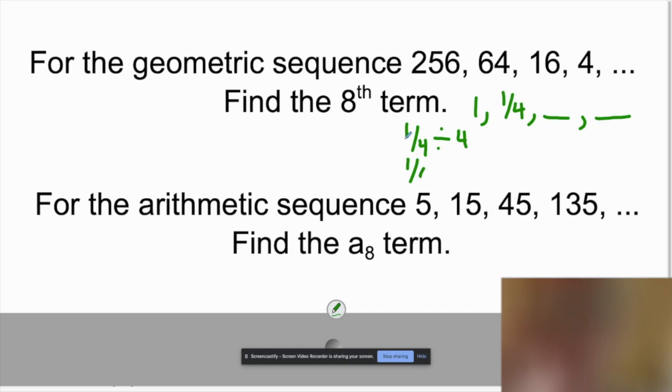If you remember 1/4, we can multiply by the reciprocal. So that gets us 1/16. And if we continue and we get 1/16, and we also divide that by 4, we get 4 times 16, which gets us 1/64. Okay.